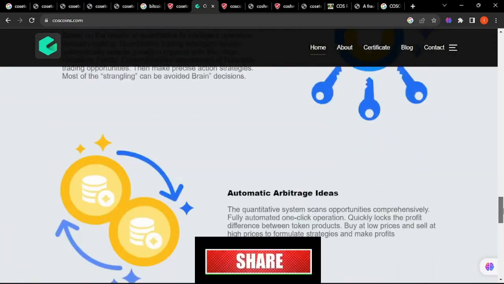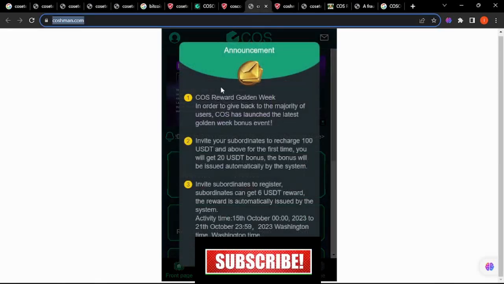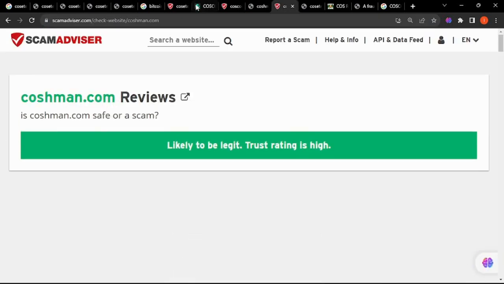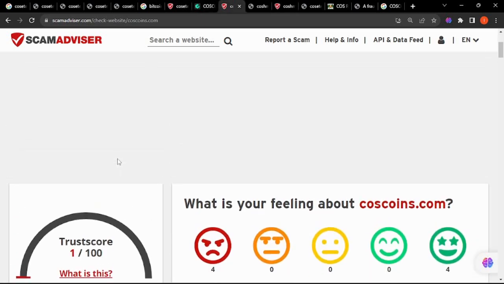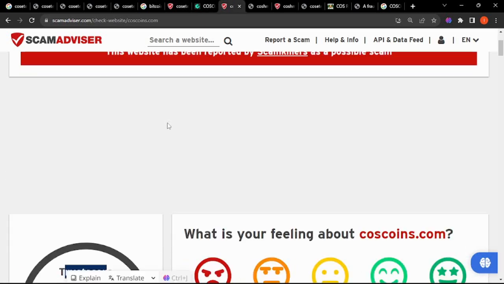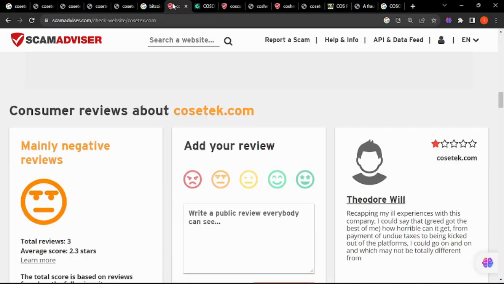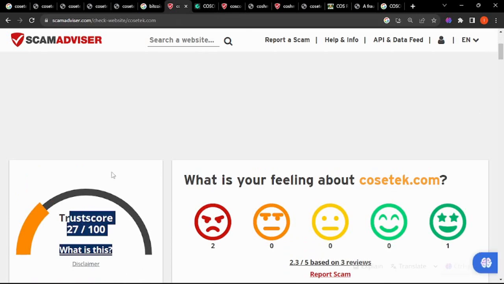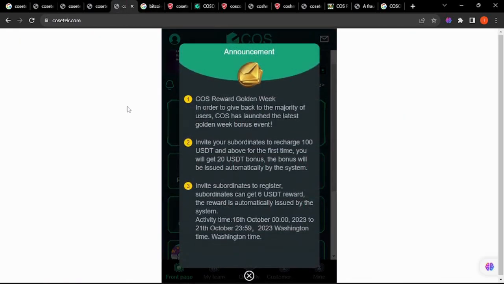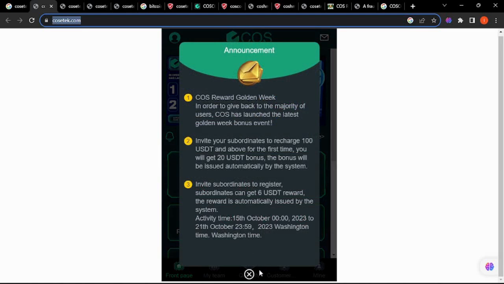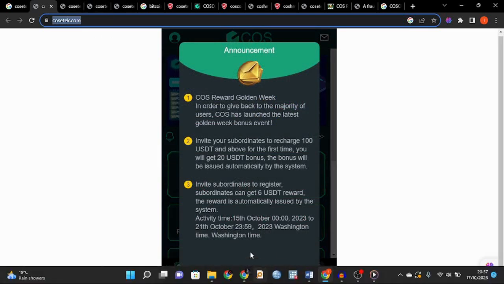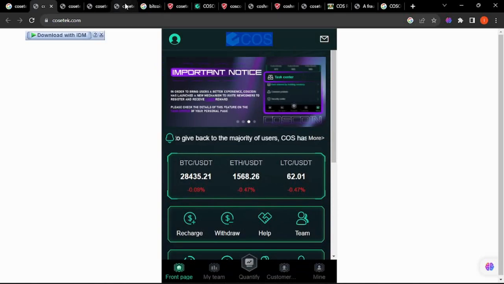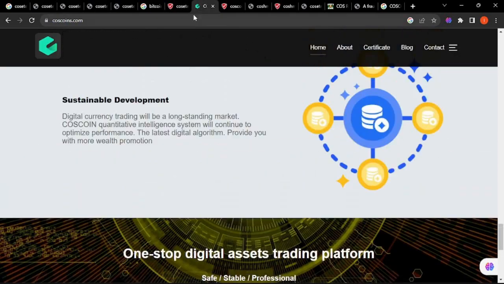There was an address called Coshman.com, which had a higher trust score of 92. Then again, I came across another site called Coscoin.com, which has the same layout as Cosetek. And then there is the known Cosetek.com, which is literally connected to the same people, same layout and same everything. And if you open the app, the main word will be Cos. So these people have been changing addresses, from Cosetek, then you have Coscoin, Coshman.com.